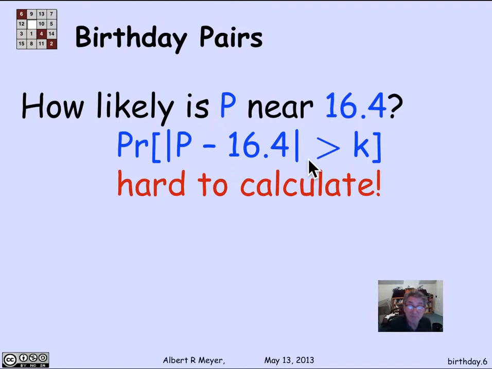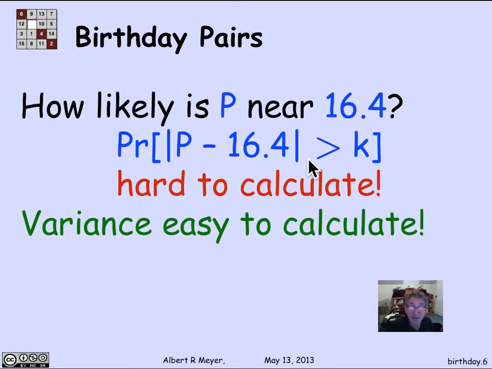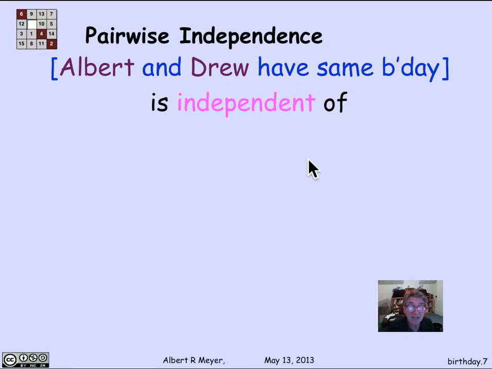But this probability is one that's a mess to calculate. But we can get a grip on it because the variance of P is easy to calculate, and that will allow us to apply the Chebyshev bound and get some kind of an estimate on the likelihood that P is near its expectation. So the key observation that we need is that the indicator variables are pairwise independent.